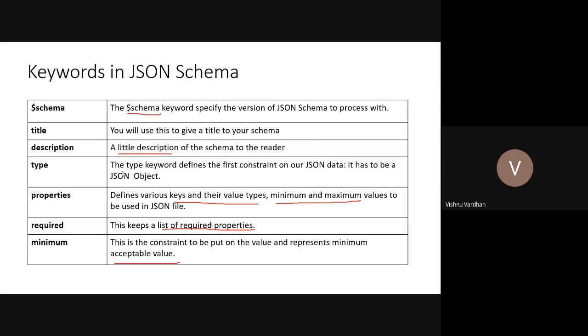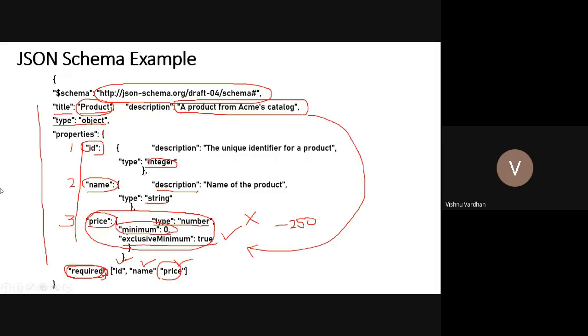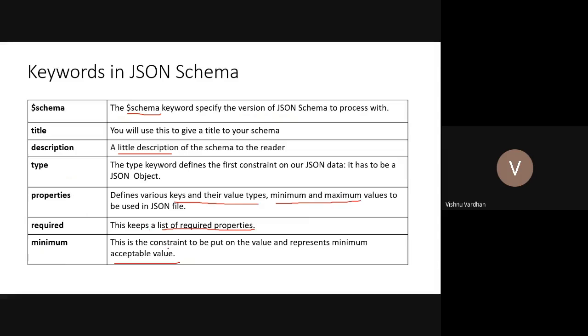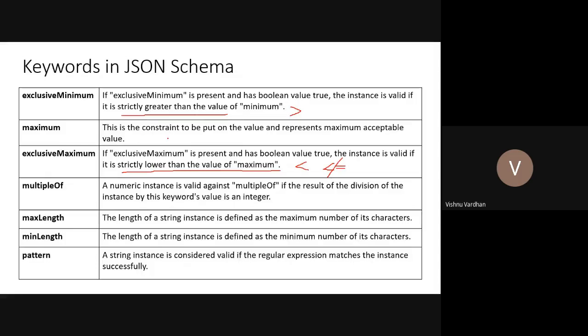So in this example, where is that? Exclusive minimum true. Exclusive minimum true means whatever the value is, it should be greater than 0. Okay, true, because it is true. As it is true, it cannot be 0. It can be 1 or greater than 0. Greater than 0 means 1, 10, 500, 1000, 10,000, anything. And then maximum, you know the meaning of the maximum. There is no point of explaining that.